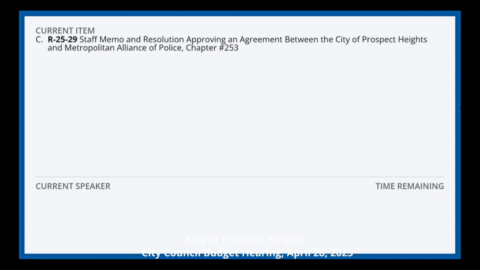Item C, Resolution R2529, staff memo and resolution approving an agreement between the City of Prospect Heights and the Metropolitan Alliance of Police, Chapter 253. Need a motion to approve? So moved, Cameron. Second. We have a motion and a second. This is our new collective bargaining agreement with the police officers. Any questions? Roll call, please.